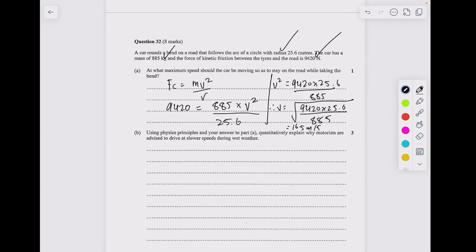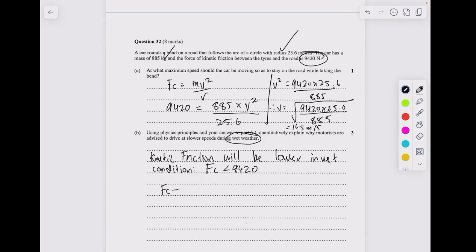This can be answered in one of two ways, but fundamentally they are conceptually similar. What we need to know is when a motorist is driving in wet conditions, kinetic friction is going to be lower. So you have to make that point. Kinetic friction will be lower in wet conditions. So therefore, instead of the centripetal force being 9,420 as it was before, your centripetal force and your kinetic friction force is going to be less than 9,420.